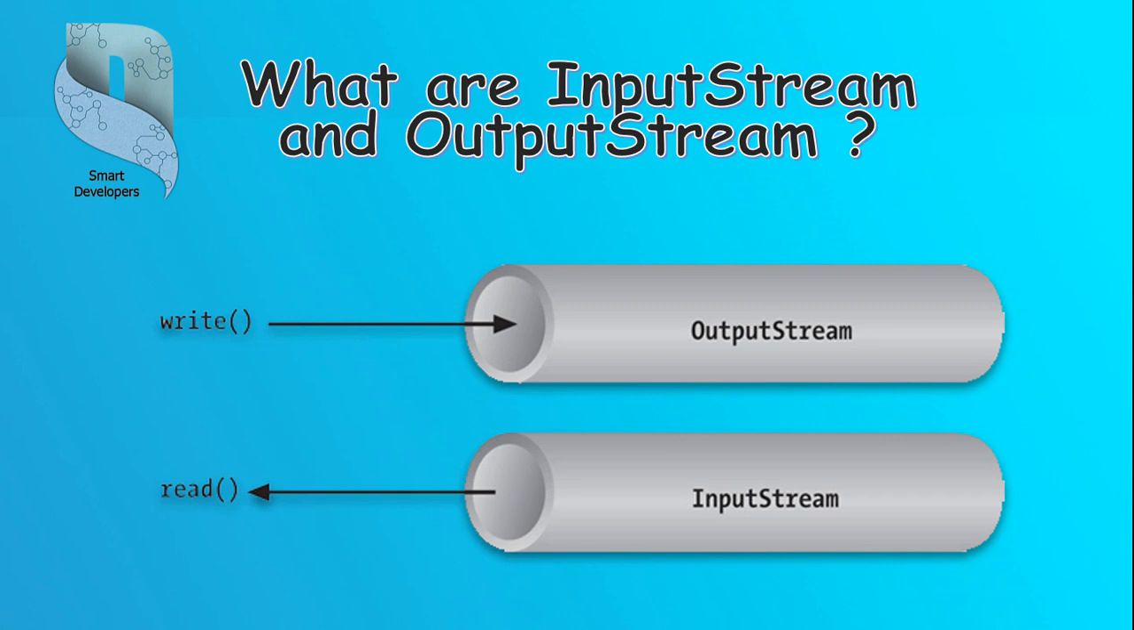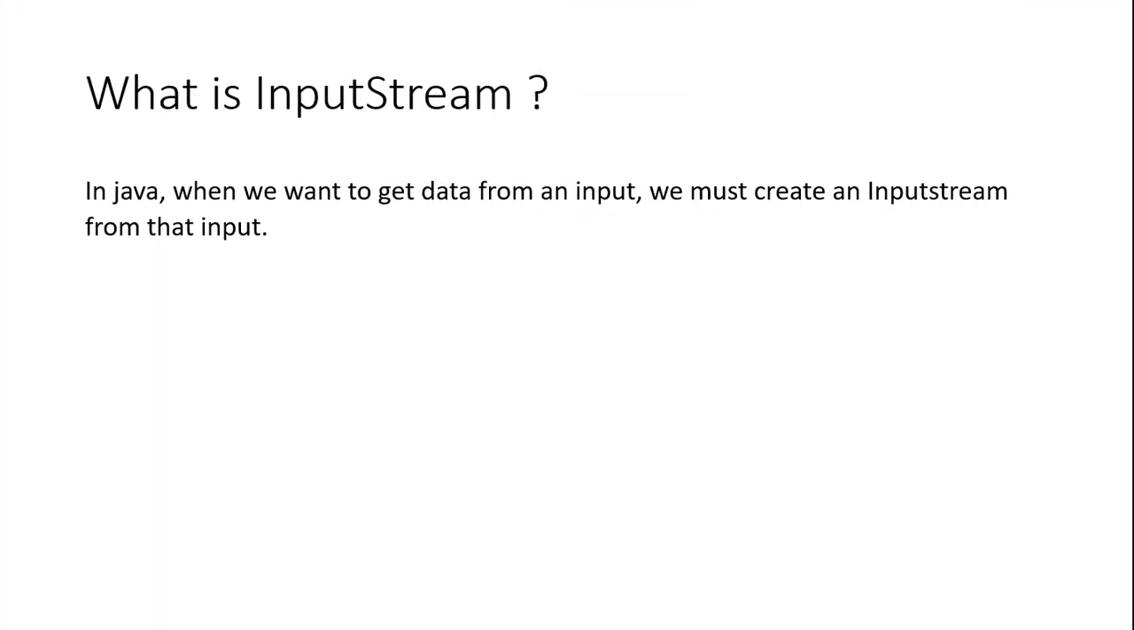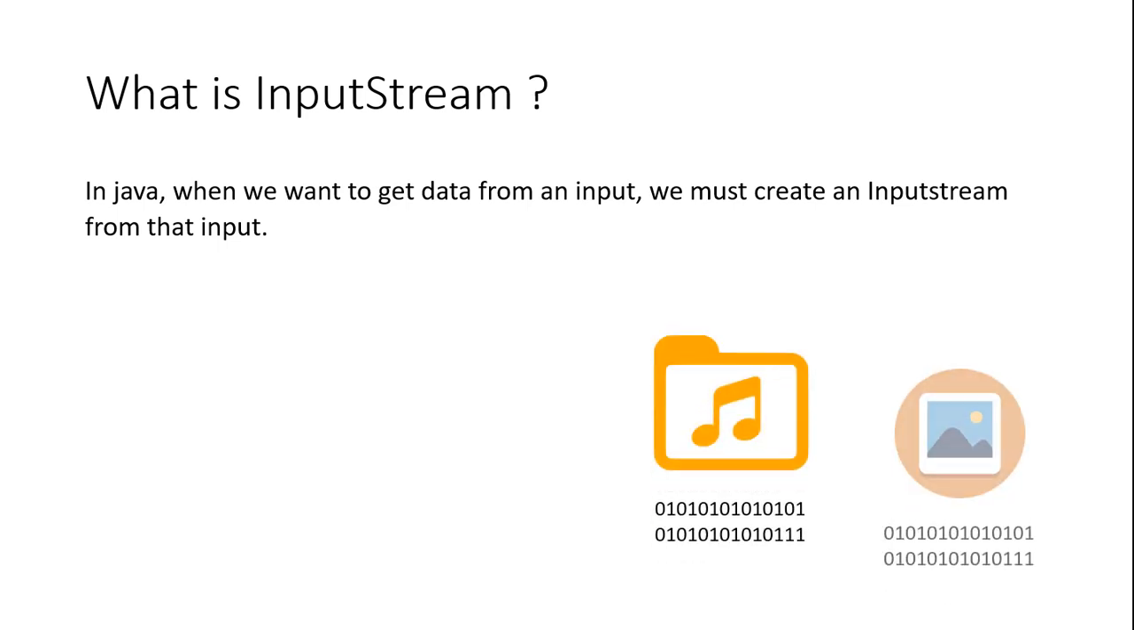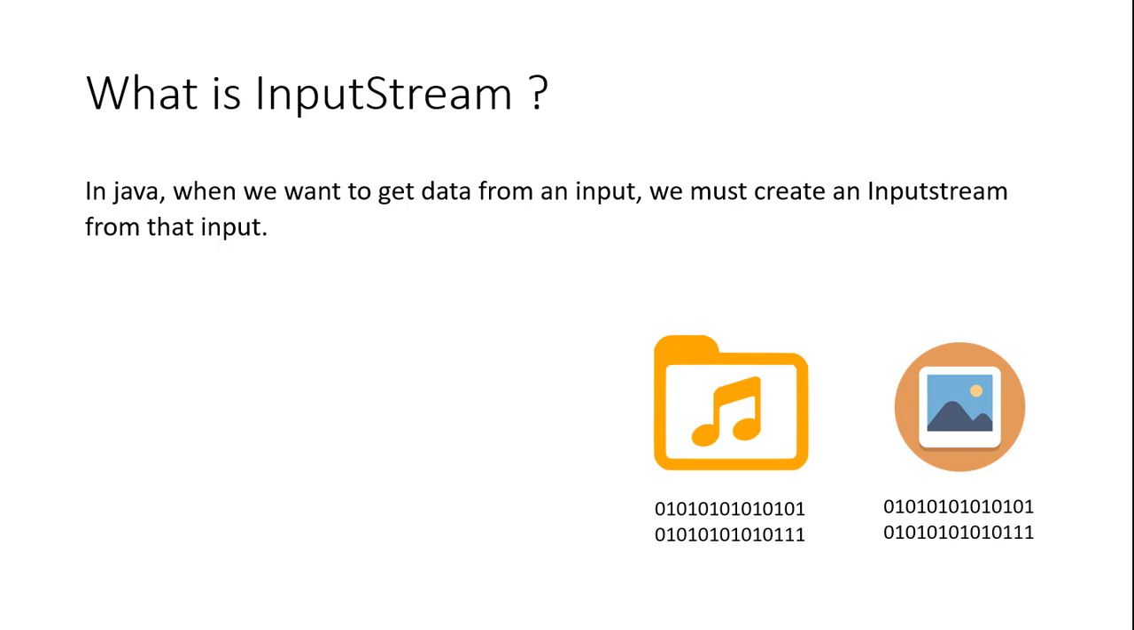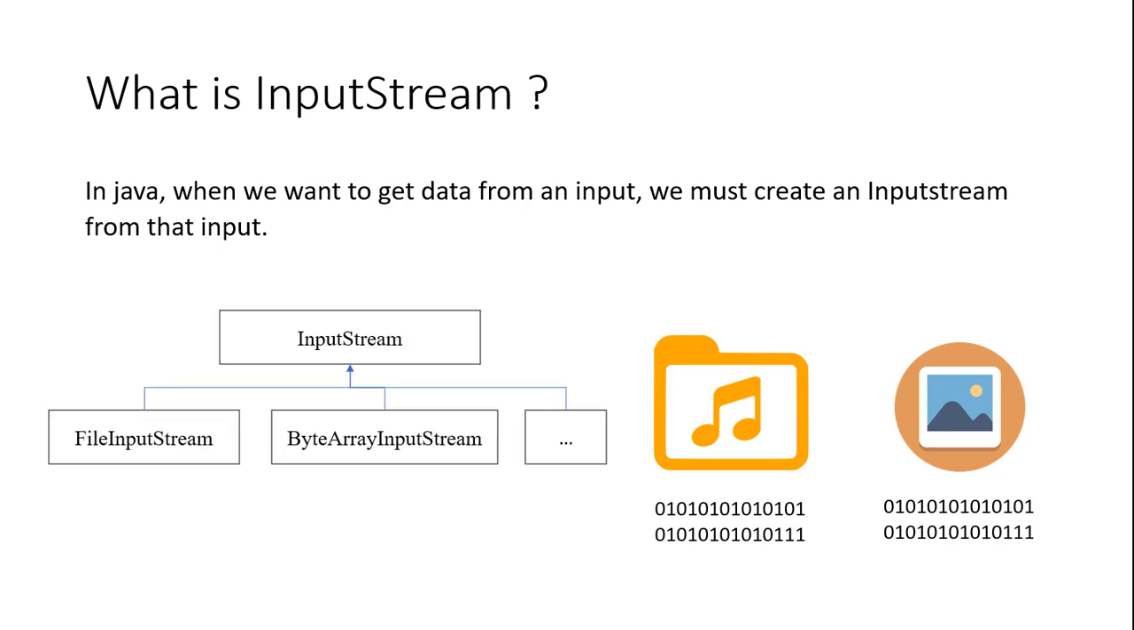Hello, in this video I'm gonna explain what InputStream and OutputStream exactly are. In Java, when we want to get data from an input, we must create an input stream from that input. All digital data are a collection of bytes. We can read these bytes by input streams. InputStream class has many subclasses such as FileInputStream, ByteArrayInputStream, and so on.